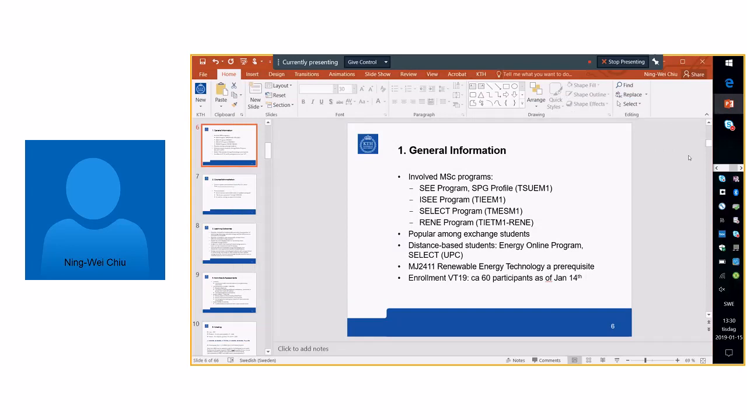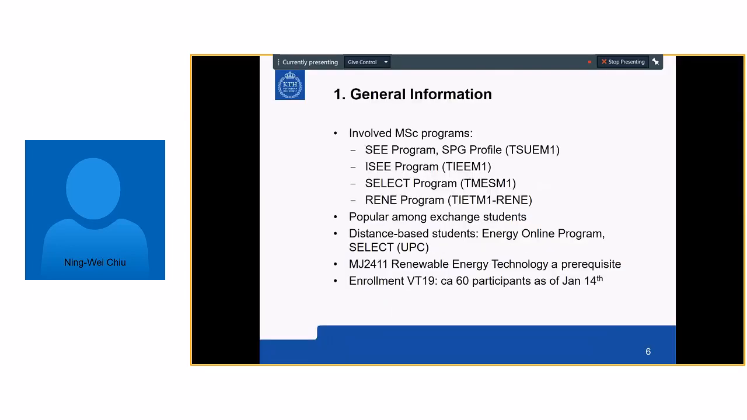the temporary solution. And then we also have the select program students who are taking this course. Do we have select students? You guys are select students. Okay, so the other half of the classroom. We do have the select UPC who are now online also with us. And then the RENE program, the innovative master program, I think they are also taking it. Do we have RENE program students? You are. Okay, not that many. And then we have a few exchange students. I saw the hands earlier. So they are also taking part of the course.